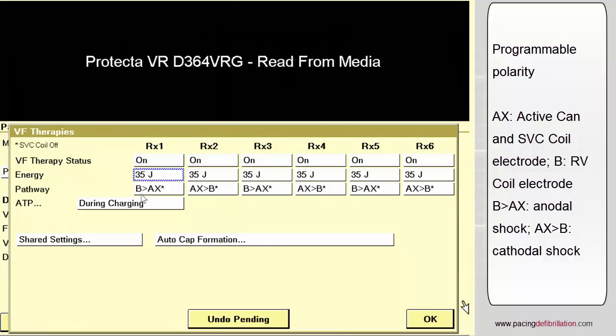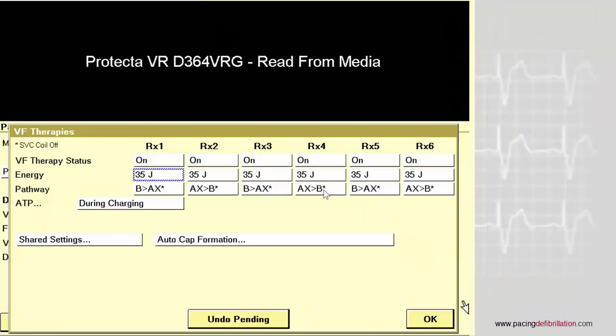If the parameter is set to AX to B, current flows from the active CAN and SVC coil to the RV coil, so this is a cathodal shock. If the pathway is set to B to AX, this current flow is reversed, so this is an anodal shock. You can program the polarity differently for each of the 6 shocks that you will deliver.